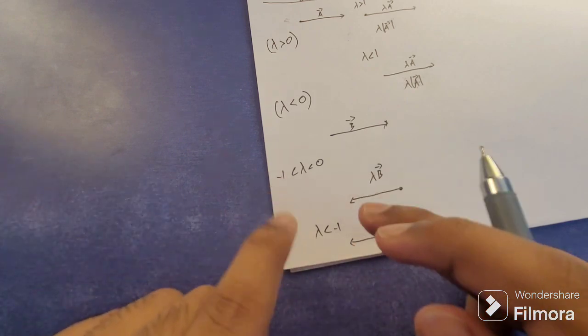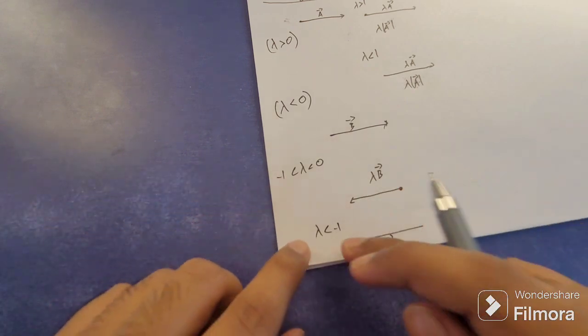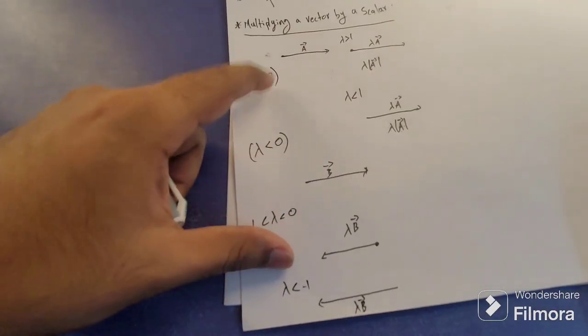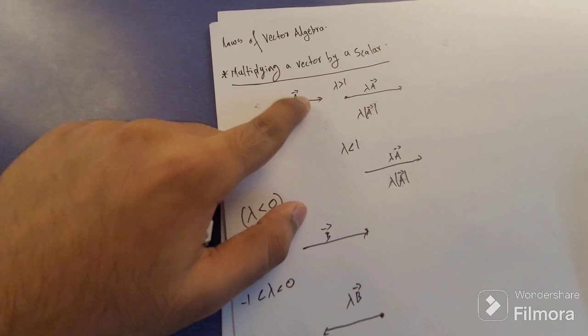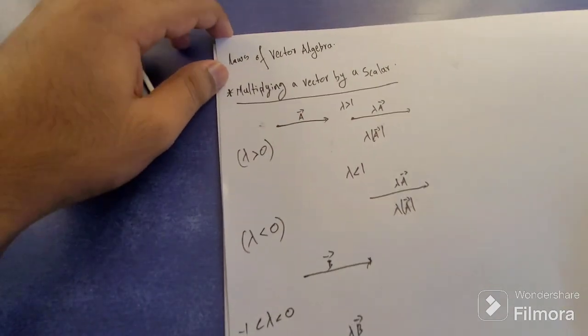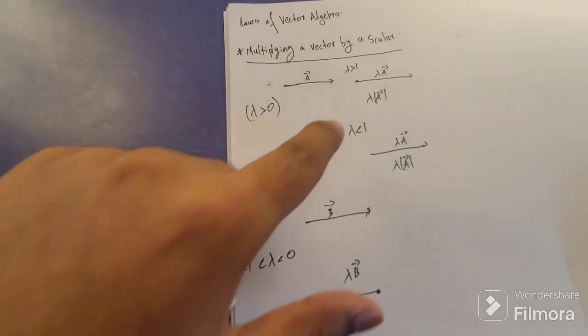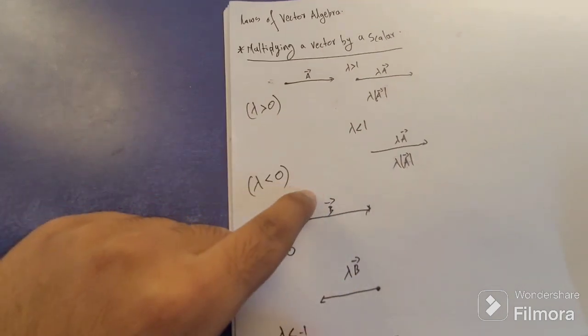That means the modulus of lambda is greater than 1. So that is just the simple concept of multiplying a vector by a scalar. Now let's come back to the laws of vector algebra. I hope all of you understood this.